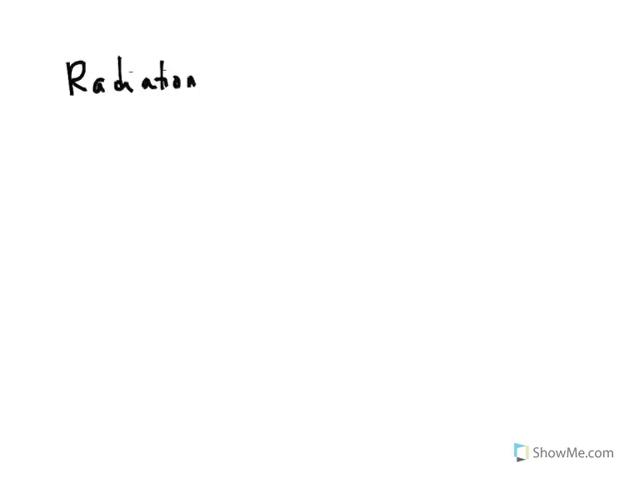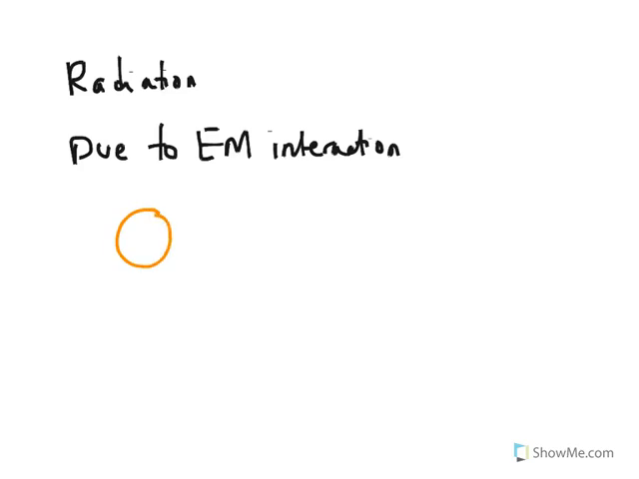The third phenomenon or mechanism of heat transfer is called radiation. And radiation is due to electromagnetic interactions. So, for instance, we have electromagnetic waves that are traveling through space, and that's how we receive the radiation of the sun. We receive electromagnetic radiation.